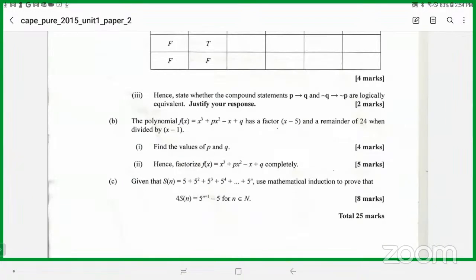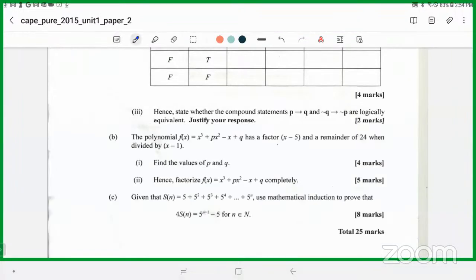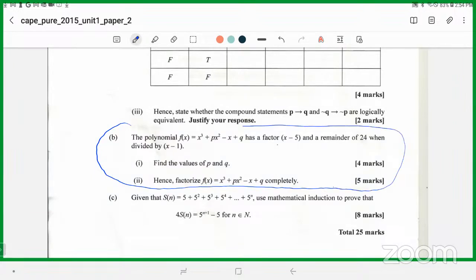All right, so here's another question, but this is not a paper that you write on. Another one, the same thing again. This expression has 2 unknowns again. This factor means that f of 5 equals 0, and there's a remainder of 24 when divided by x minus 1, which means that f of 1 equals 24. Again, you're going to get 2 simultaneous equations to solve. It's the same thing all the time, and then they wanted to factorize it.